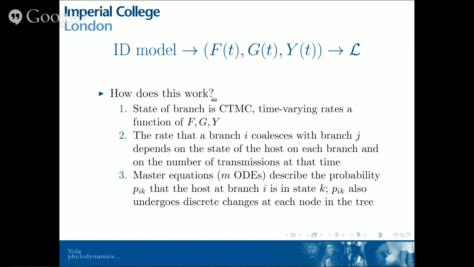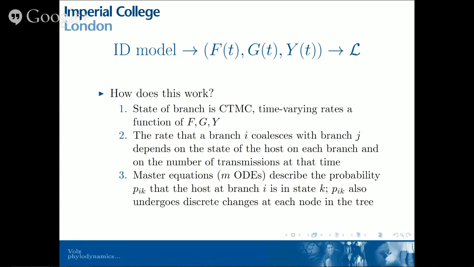All right, so the basic pipeline is to develop an infectious disease model, like the SEIR model, decompose it into these 3 processes, and then calculate a likelihood. The way we calculate that likelihood is to model the state of a lineage as a continuous time Markov chain, where the time-dependent rates of the Markov chain depend on these 3 processes, f, g, and y. The coalescent rate depends on the state of both lineages, so it's not the case that the coalescent rate will be the same for all pairs of lineages.